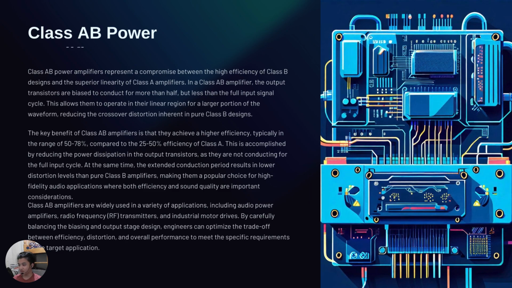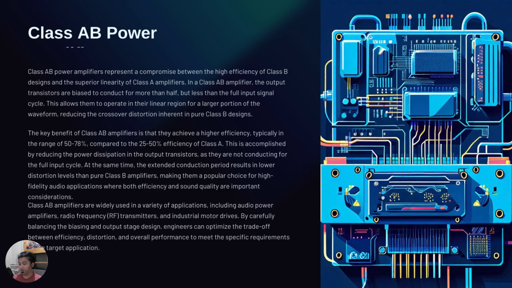The key benefit of Class AB amplifiers is that they achieve a higher efficiency, typically in the range of 50 to 78%, compared to the 25 to 50% efficiency of Class A. This is accomplished by reducing the power dissipation in the output transistors, as they are not conducting for the full input cycle. At the same time, the extended conduction period results in lower distortion levels than pure Class B amplifiers, making them a popular choice for high fidelity audio applications where both efficiency and sound quality are important considerations.